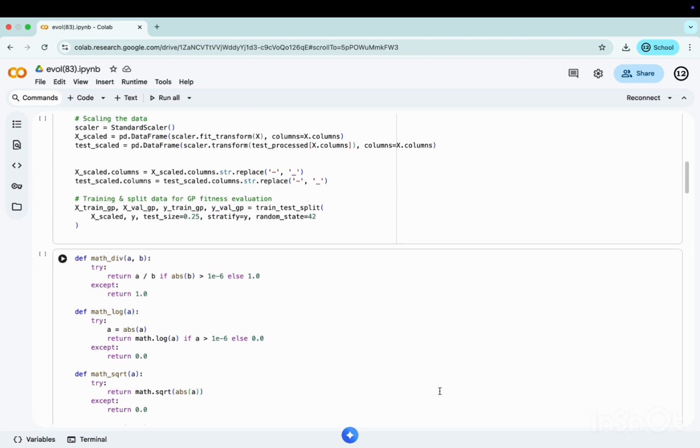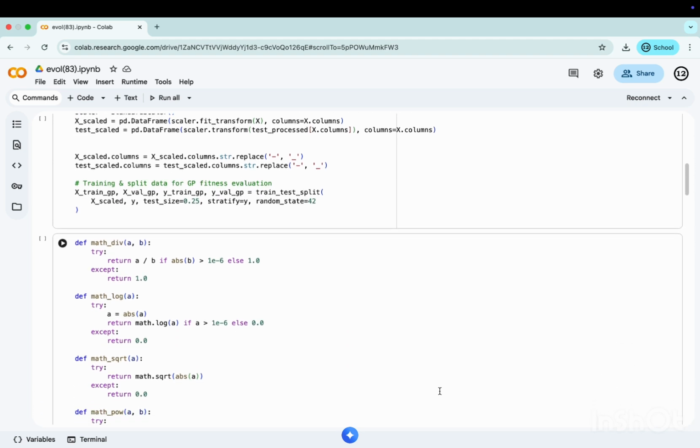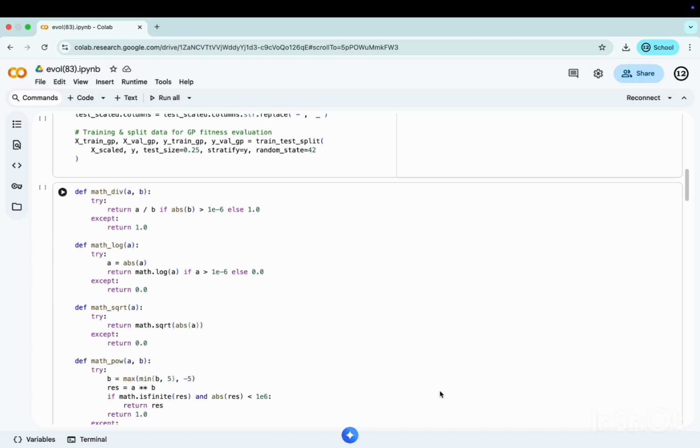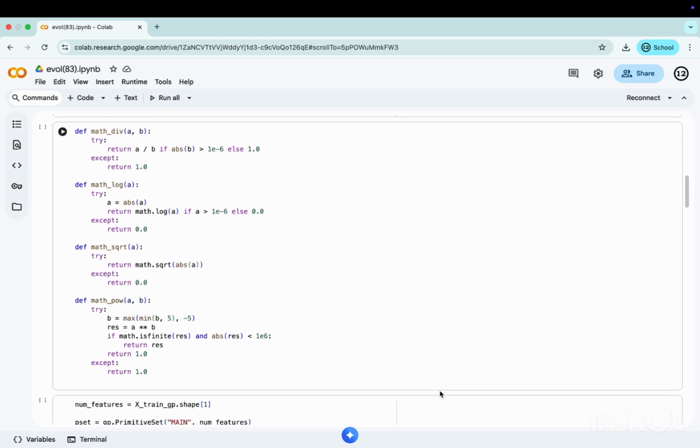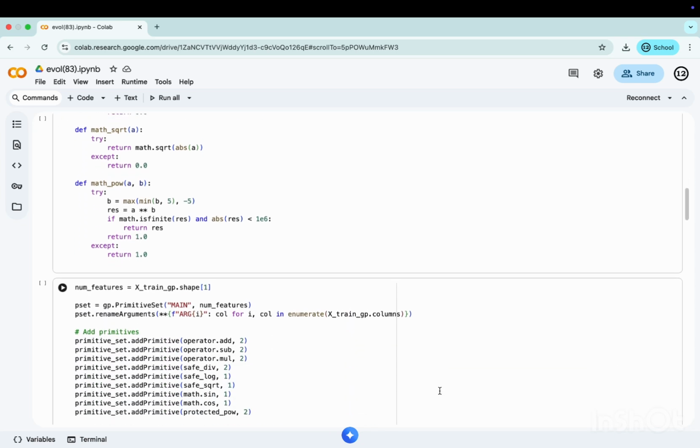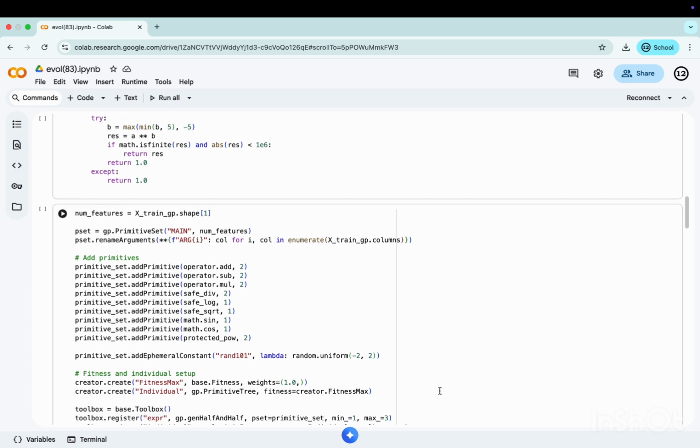Then the dataset is split into the training set, used to evolve the genetic programming formulas, which is around 75%, and the testing set, which is used to measure the final accuracy, which is around 25%. This prevents overfitting and gives a fair evaluation.